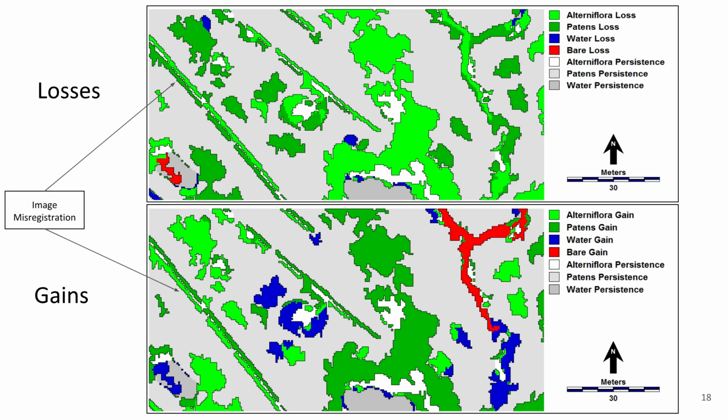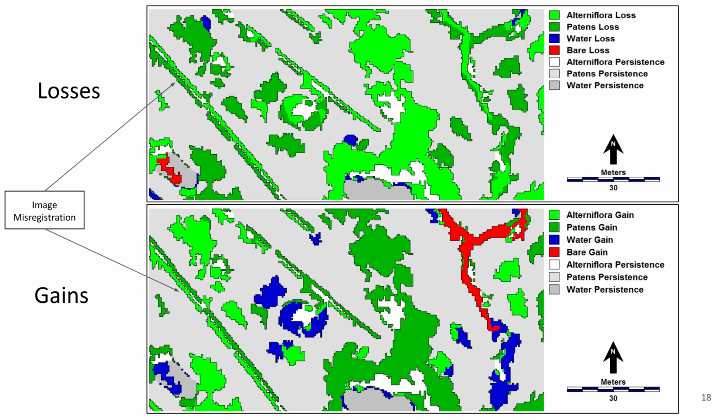These maps show the same spatial extent as the previous slide, but shades of gray here show persistence. Thus, the non-gray colors show the losses from 2005 and gains from 2013. These maps show that Alterniflora loses more than it gains, while the other categories gain more than they lose. Therefore, the quantity components show net loss for Alterniflora and net gain for other categories. Exchange occurs between Alterniflora and Patens, as Alterniflora loses to Patens while Patens gains from Alterniflora in a regular pattern immediately to the south, again likely the result of misregistration.